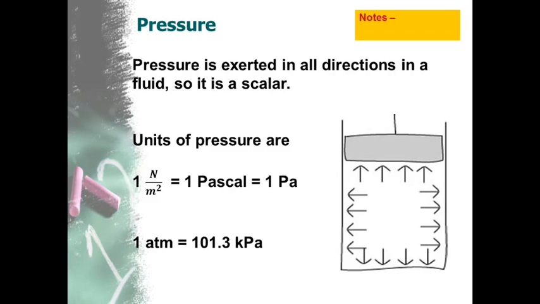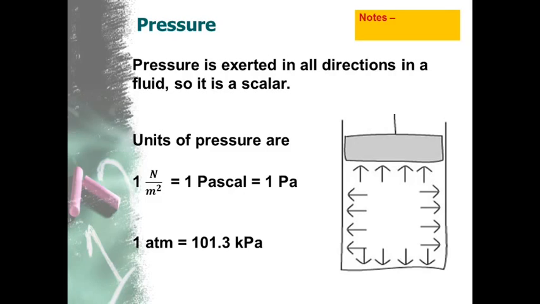The units of pressure are in terms of 1 Newton per meter squared. We have a unit of force divided by a unit of area. You might recognize that from when we were talking about stress and strain, because that is the same unit of measurement. 1 Newton per square meter is 1 Pascal. So the unit of pressure is the same as the unit of stress that we learned in our last unit.